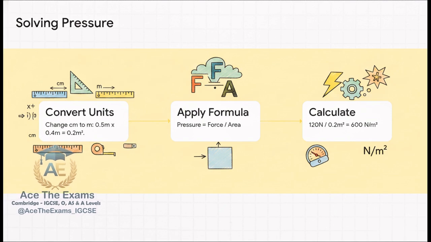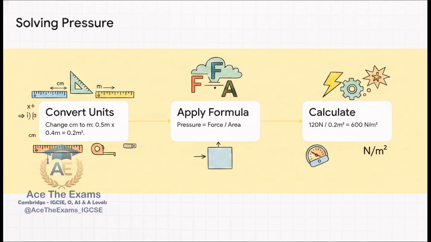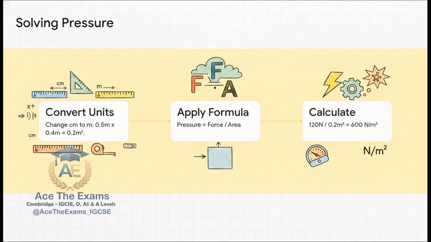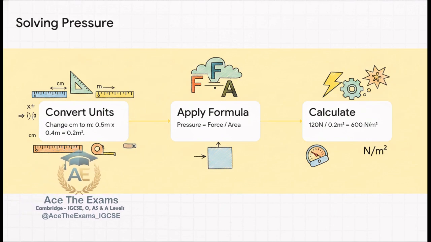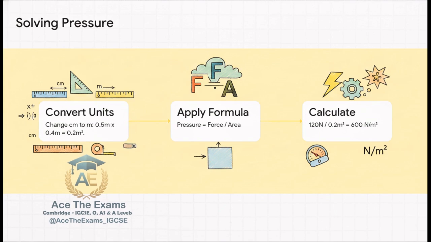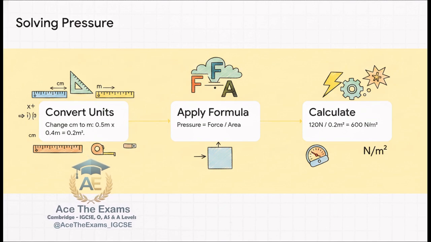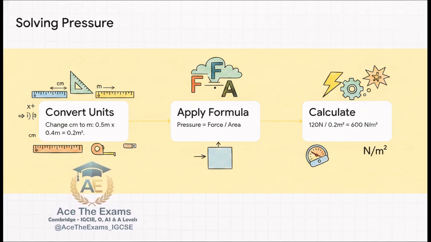Now it's exactly like our flow rate problem. Pressure is just force divided by area. So 120 newtons divided by 0.2 gives us a final pressure of 600 newtons per square meter. By structuring our approach and checking those units first, the actual calculation is an absolute breeze.